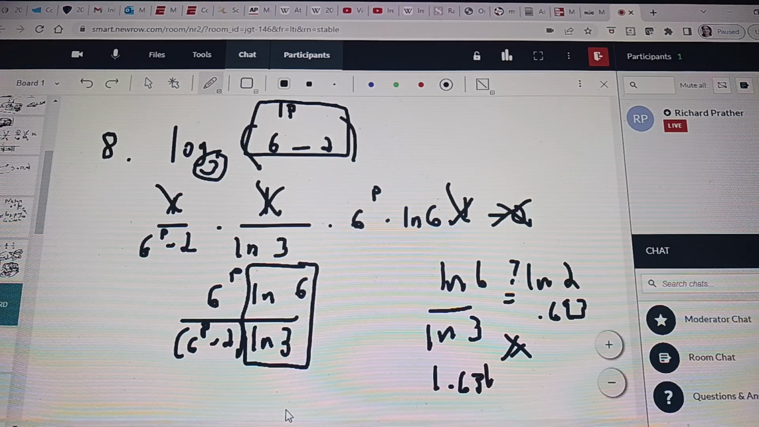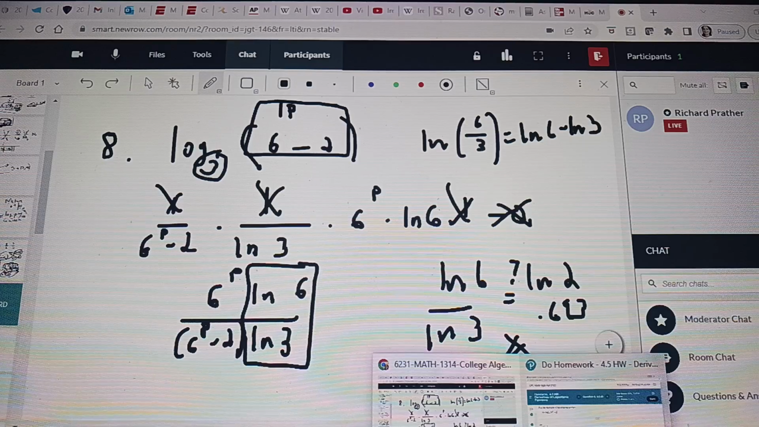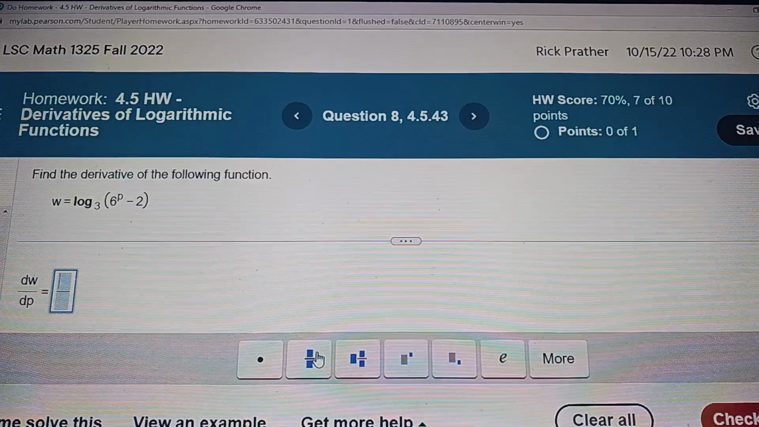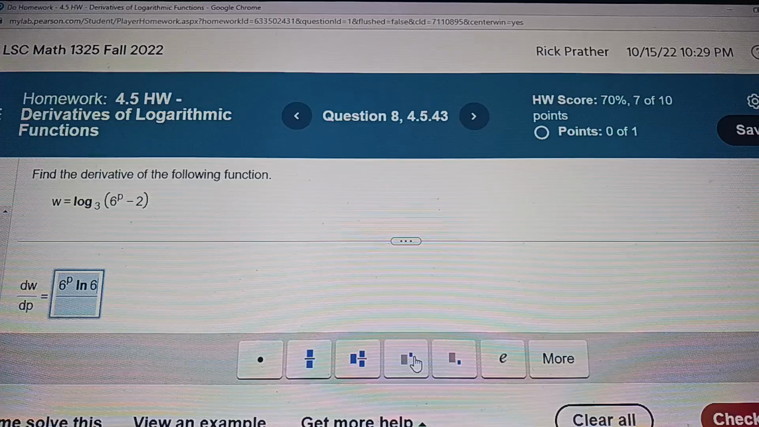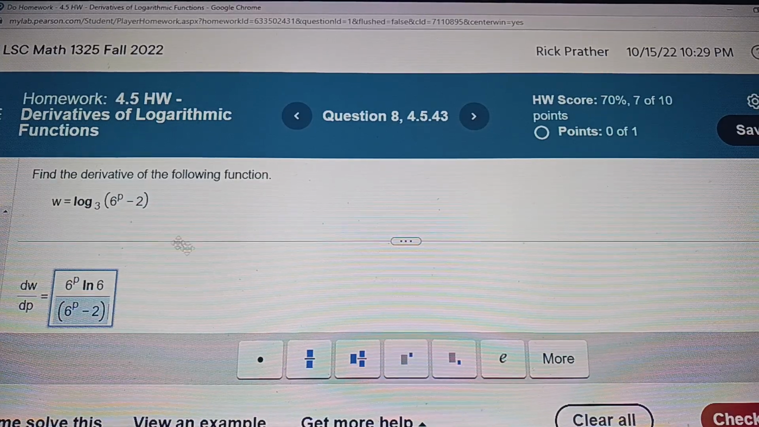So that doesn't reduce. What it would take to reduce is you would have to have ln of 6 divided by 3, if there was just 1 log. 1 log divided is 2 logs subtracted. That's the property of logs that works. But 2 logs divided isn't; there is no property for that. So the top is 6 to the p times ln of 6, 6 raised to the p power, ln of 6, over the 6 to the p minus 2, all in the parentheses because that's how it was originally.